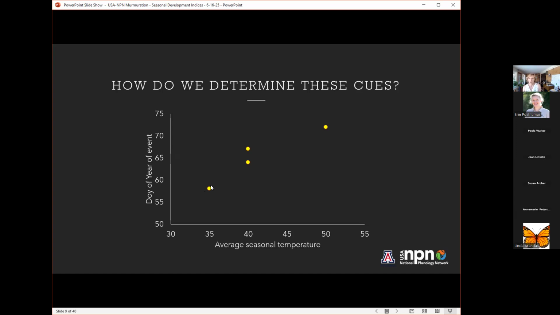And then in year two, they saw this event happen a little bit later, at about day 63. Then we had another year where they logged it at about day 68, and another time where they logged it at about day 73.